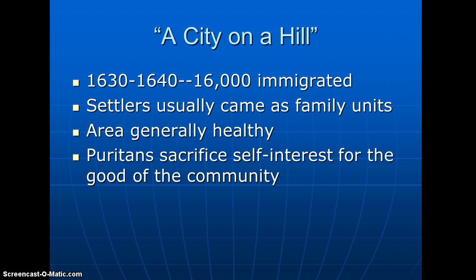Puritans basically in the beginning must sacrifice self-interest for the good of the community, or it would have fallen apart. Like struggles they had in Jamestown, they were not as present in the New England colonies because of this sense of we're all in this together. We're all for establishing this religious city on a hill.